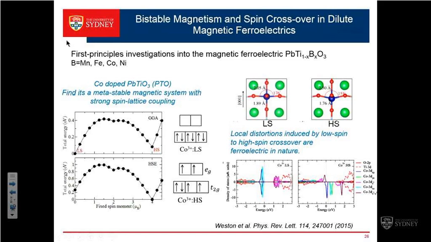And again, you can plot the density of states like you're now familiar with. This is for the low spin state with no magnetization. You can see the up electrons are exactly the same as the down electrons. Okay? And over here, for the high spin state, you can clearly see the spin up electrons have quite a different density of states to the spin down electrons.